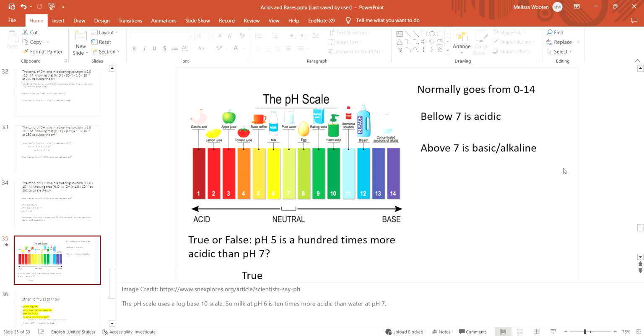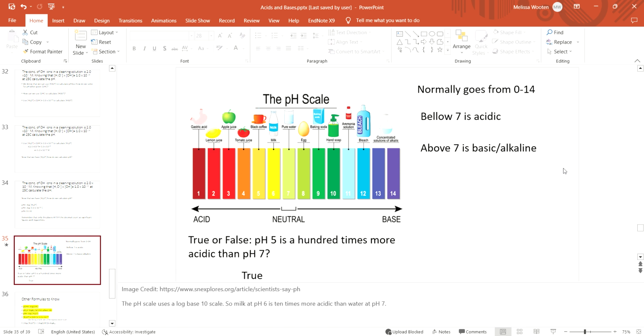So talking more about the pH scale itself, the pH scale normally goes from 0 to 14. It is possible to go below 0 and above 14, but we won't be doing that in this class. 7 is neutral, below 7 is acidic, above 7 is basic. Because this is a base 10 scale, in other words, pH 6 is 10 times more acidic than pH 7. Even though it's only one number away, it's 10 times more acidic. So milk is 10 times more acidic than pure water.